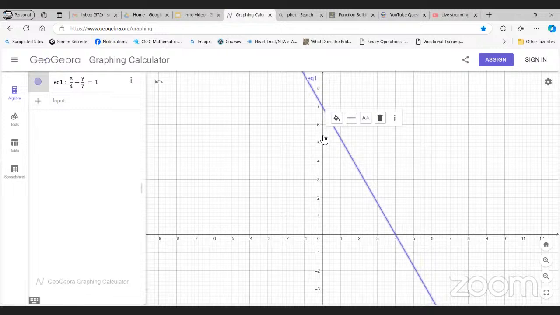cuts across the y-axis. Now please note that this line here is called the y-axis. That's called the y-axis, right? So the line that runs across the y-axis, this will be Q right here.